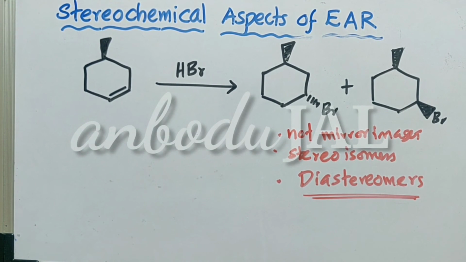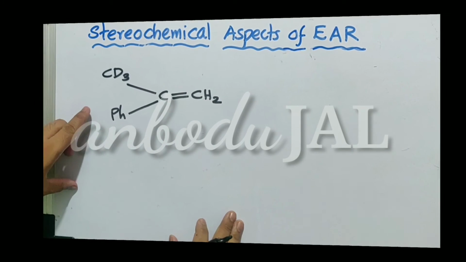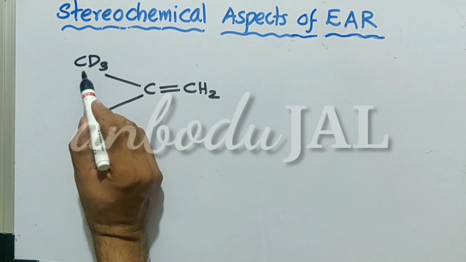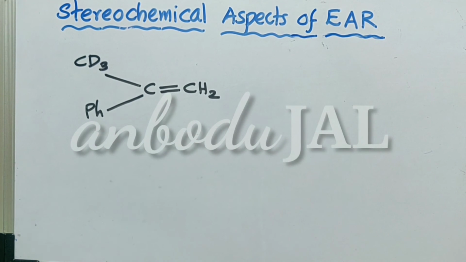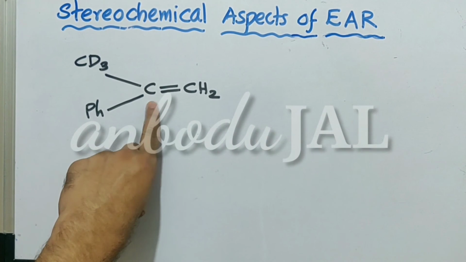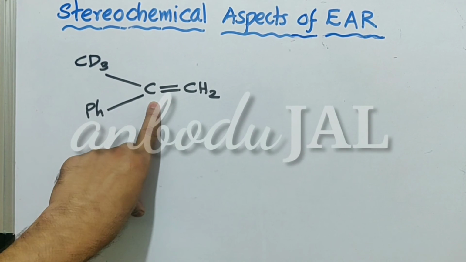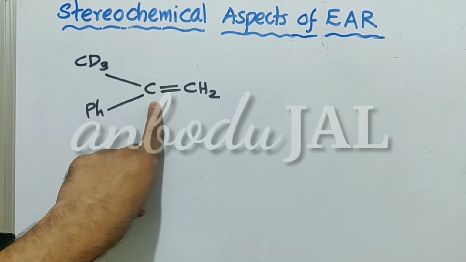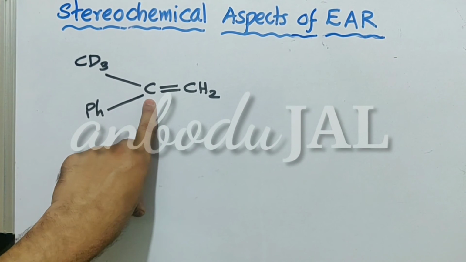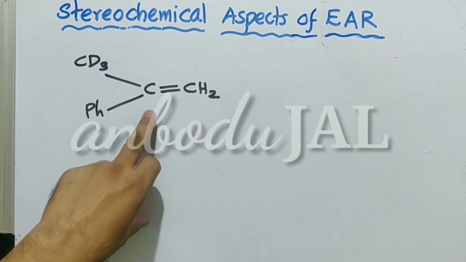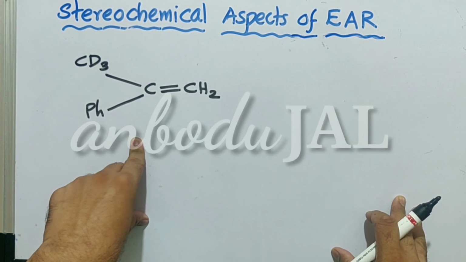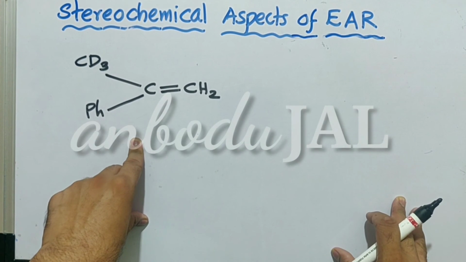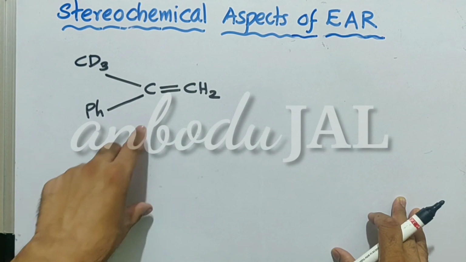You got it? Let us consider this compound, that is CD3 C double bond CH2 PH. Okay, one Br is also attached here. After breaking this double bond, the fourth different group comes here, that is Br. Then definitely this carbon will be a chiral carbon. Okay, so after the addition, there is the possibility of the formation of a chiral compound. That is the importance of stereochemistry in this reaction.